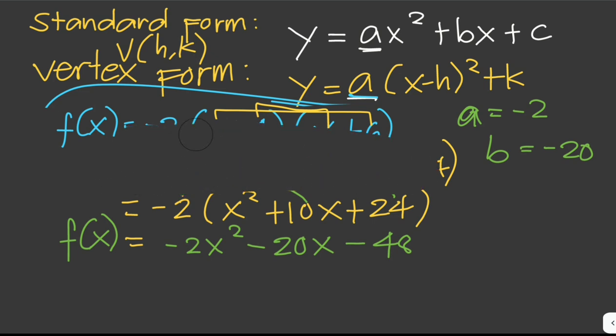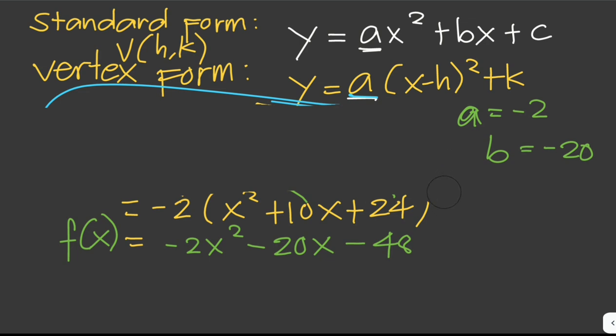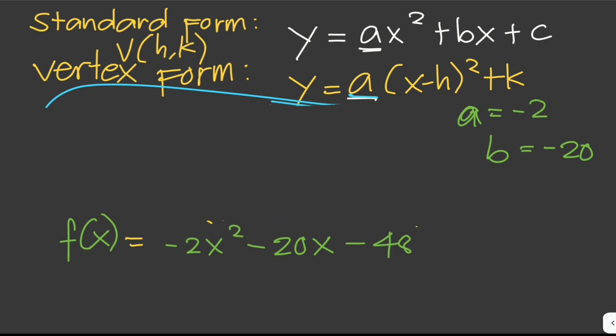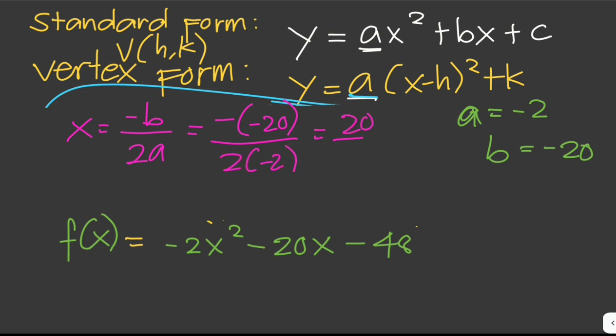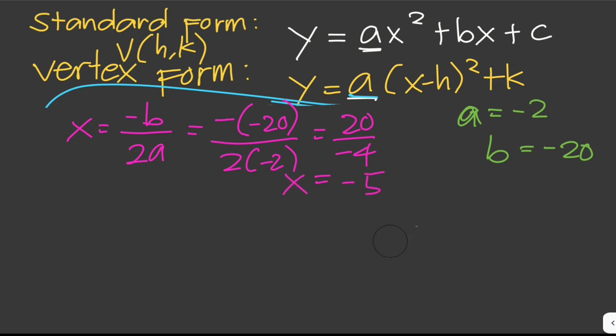And now we can solve for the values of x and y, or the x and y coordinates of the vertex of the function. So x is equal to negative b over 2a. So b is negative 20. So this is negative of negative 20 over 2 times negative 2. So this is 20 over negative 4, which is just equal to negative 5. So this is the value of x. And then for y, we use the formula f of negative b over 2a.